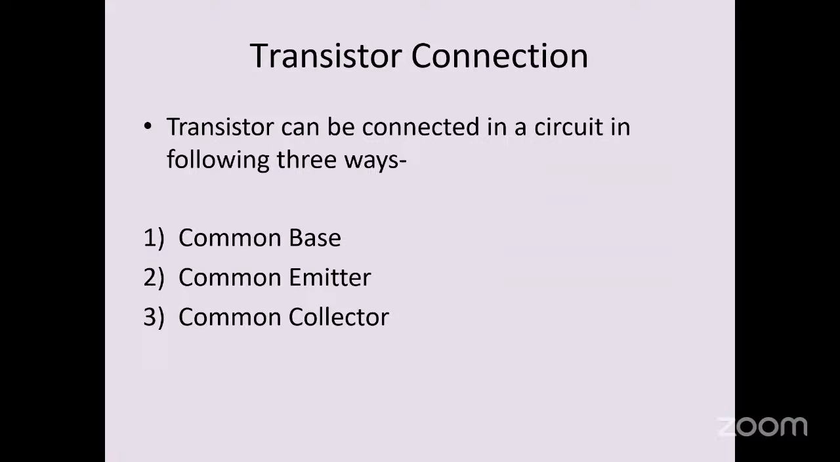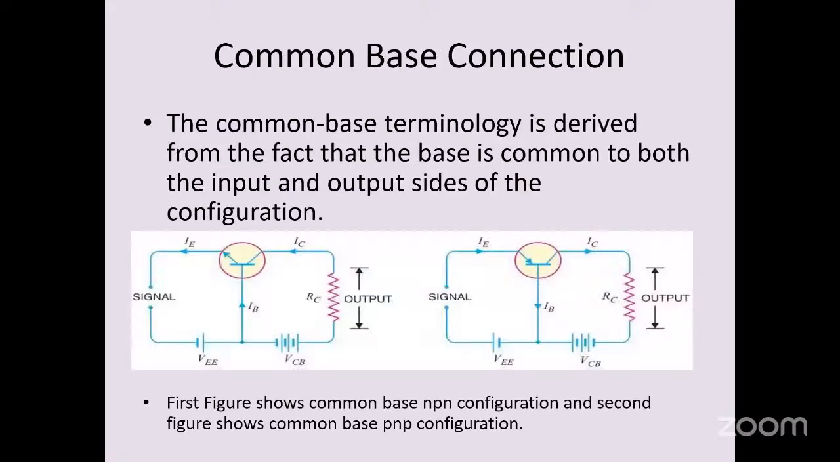So a transistor can be connected in a circuit in the following three ways: common base, common emitter, common collector. So you can see that the base is common for input as well as the output. So this is for an NPN transistor, this is a PNP transistor. Okay. Which one is NPN? This is NPN. This is PNP. Now, because of the current which is moving toward the base, here from base to emitter.